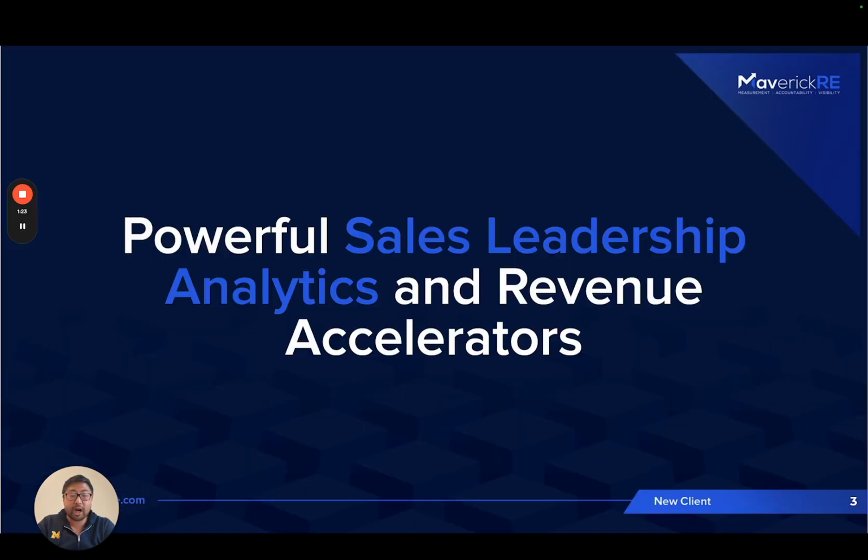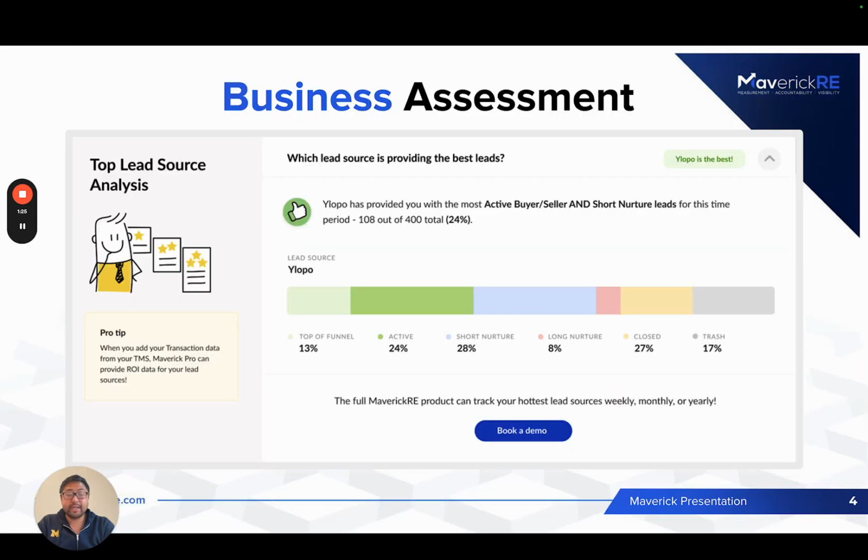So let me start by talking about sales leadership and analytics. As soon as you log into the Maverick platform, the first thing we're going to do is present to you opportunities that are news feeds of the ways that your team can improve, right? So we're not going to overwhelm you with data. We're going to give you 10 to 13 data points that we know if you assess is going to improve the efficiency of your team.